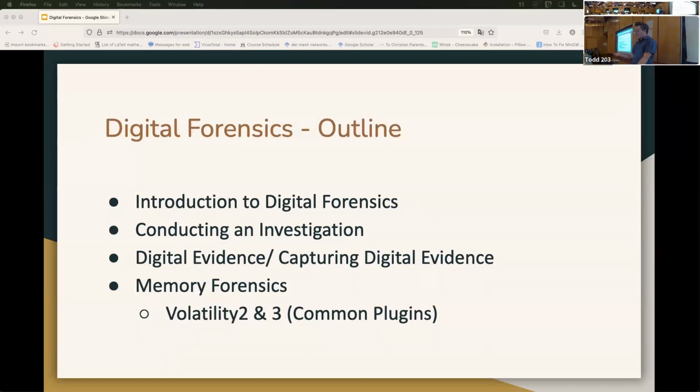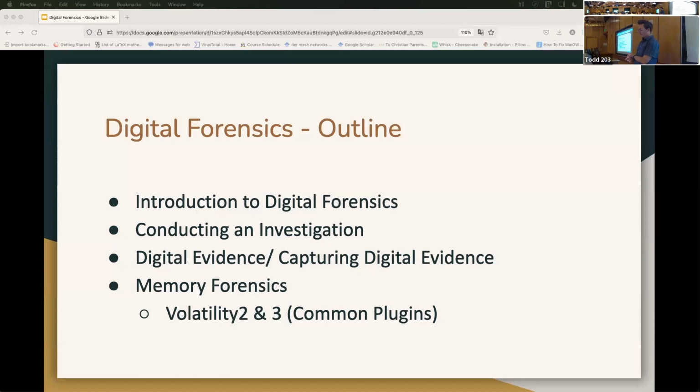So today, the outline for the things we're going to be doing: I'm going to give an introduction to digital forensics, what it is, what is digital evidence, what is digital data. We're going to go through some principles that are going to guide an investigation if you were a digital forensics analyst. Then we're going to go through the process of conducting an investigation, how to do it, the steps that go into that if you were one of those practitioners.